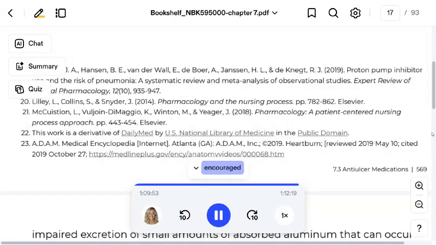Fluids should be encouraged to prevent dehydration. But if fluids increase the client's feelings of nausea, the client can be instructed to take frequent sips of fluid or suck on ice chips.